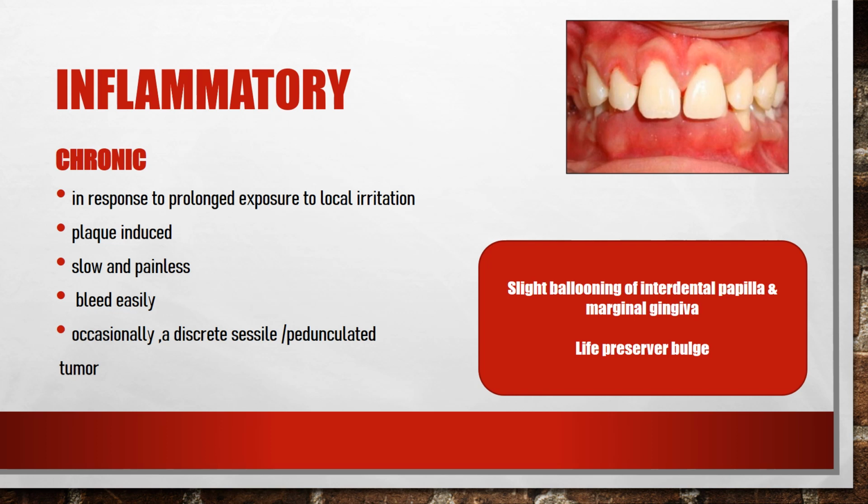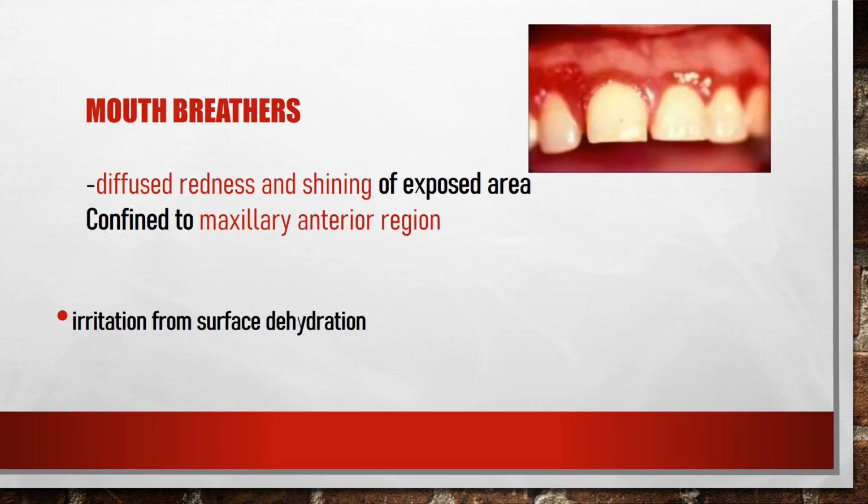Out of this, the most important factor to note is the slight ballooning of the interdental gingiva. You can see the slight ballooning of the interdental papilla and the marginal gingiva. That is mostly seen in the chronic type of gingival enlargement, and it can be called the life saver bulge. The life saver bulge can be seen in the chronic stage of gingivitis.